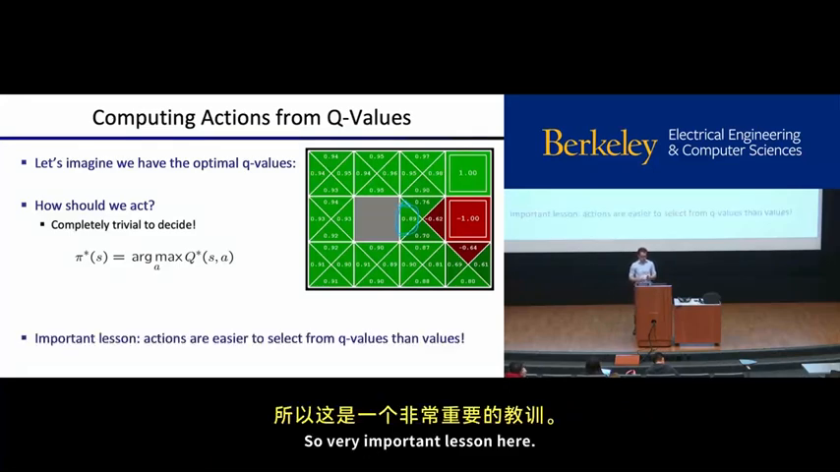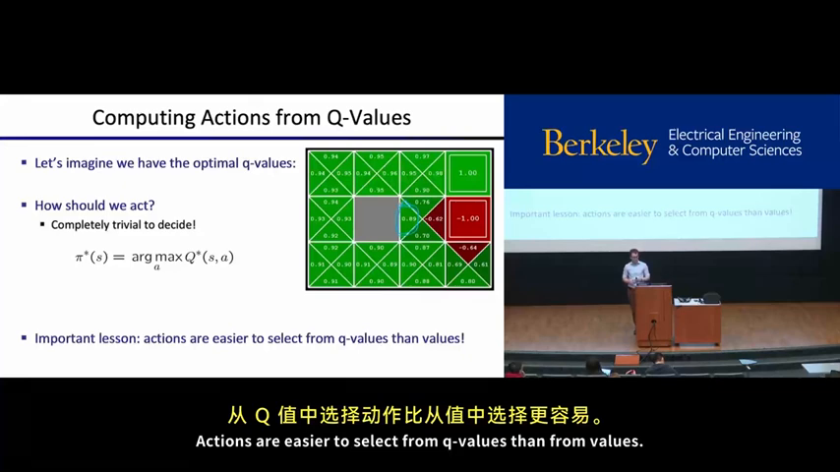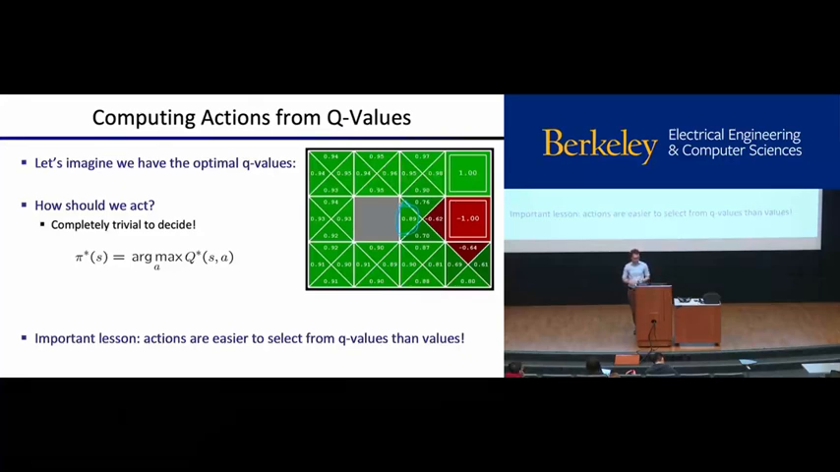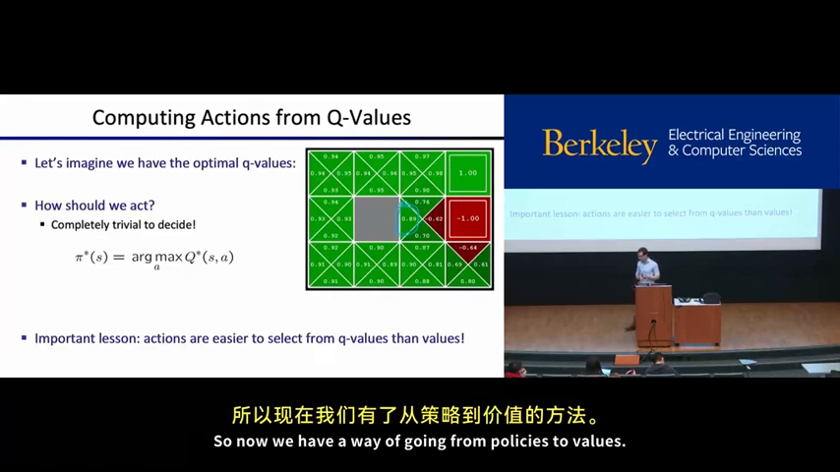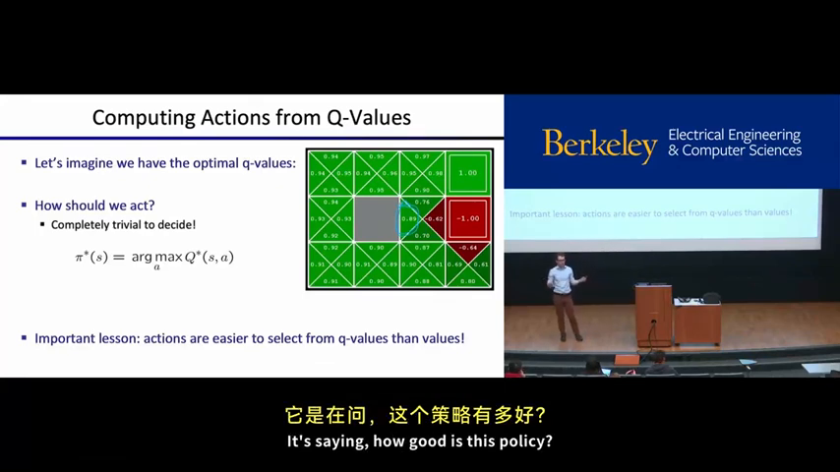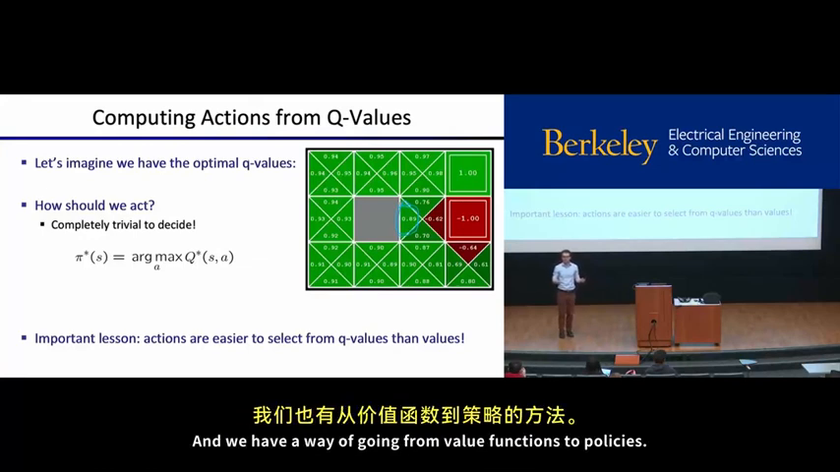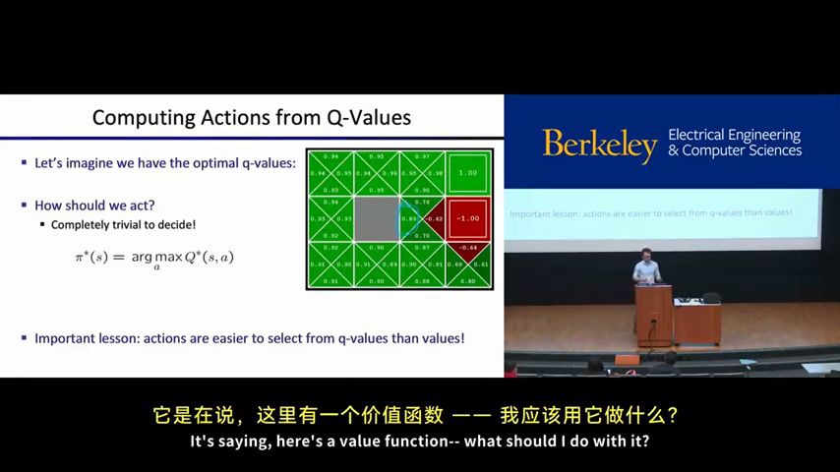Okay. So very important lesson here. Actions are easier to select from q values than from values. All right. So now we have a way of going from policies to values. That's policy evaluation. It's saying how good is this policy. And we have a way of going from value functions to policies. It's saying here's a value function. What should I do with it?